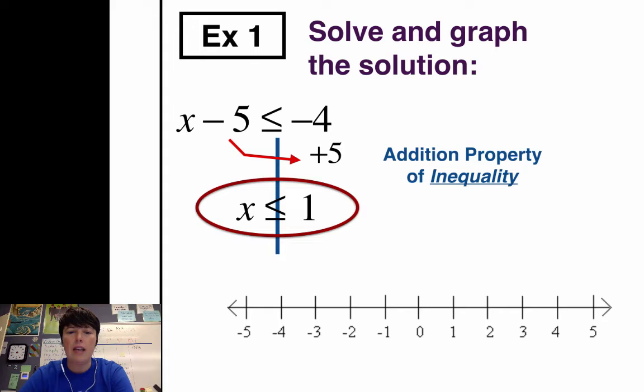So I've already got mine made. If you want to pause the video, go ahead. We're going to focus on this number line on the point that's really important to us, which is 1, because we got x is less than or equal to 1, so I'm going to circle 1.